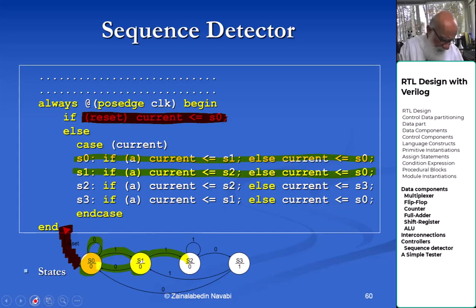Next state, S2. If A is 1, current becomes S2 itself. Otherwise, you go to S3.